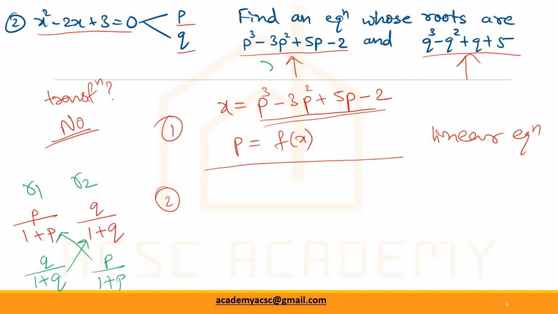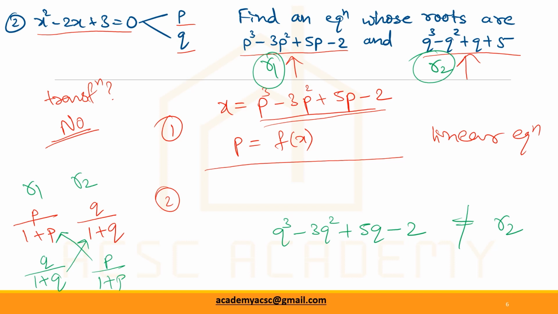In this root 1, if I substitute q in place of p, then I get q cube minus 3q square plus 5q minus 2. This is not the same as R2, right? So this is where we say that the roots are not symmetric. Whenever the roots are asymmetric, we cannot apply transformation of roots. The reason behind this is that we just told you that you can use either of the roots, either R1 or R2.